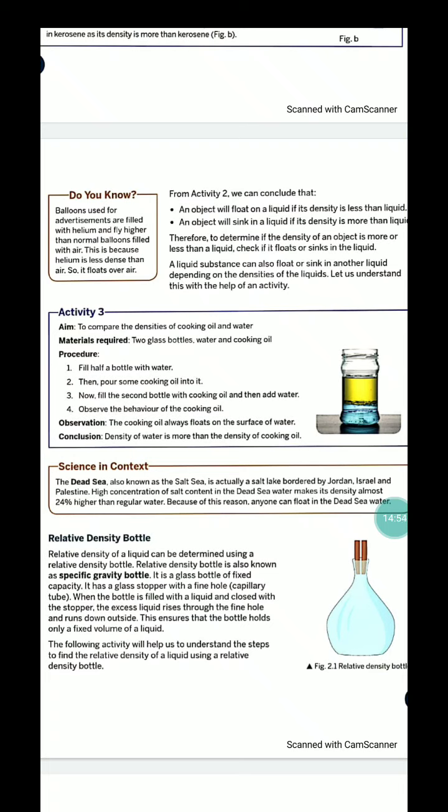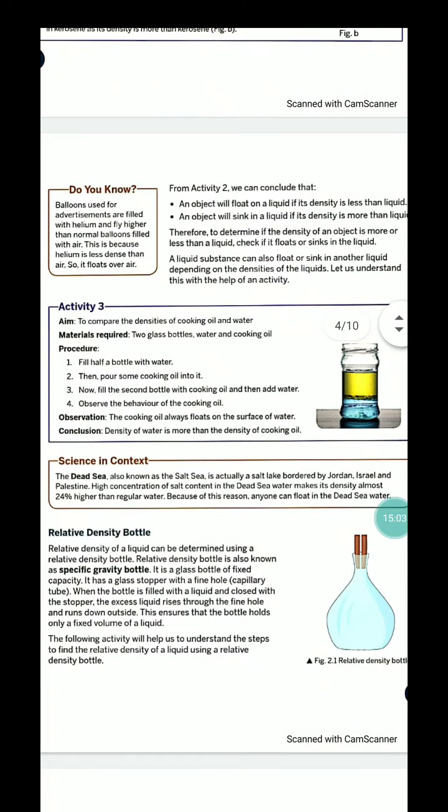And then in another jar we put oil first and then water. Again the oil will come to the top and the water will go down. This observation shows us that the cooking oil always floats on the surface of water because the density of water is more than that of cooking oil. The conclusion is that the density of water is more than that of the cooking oil.